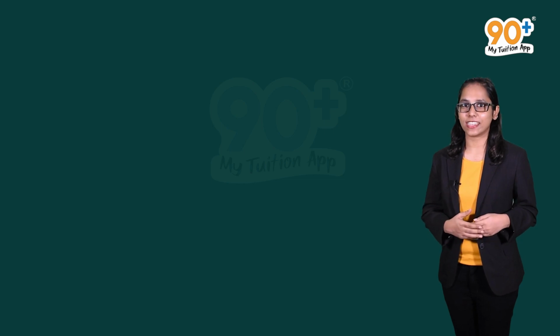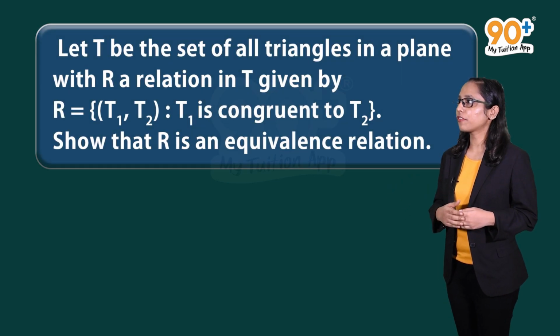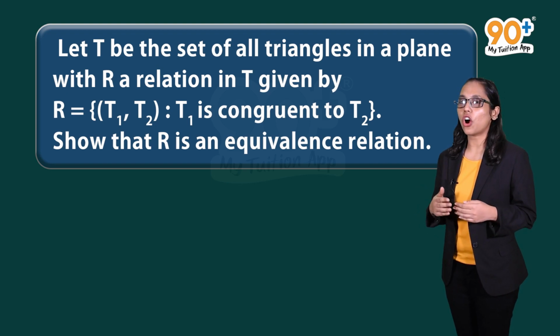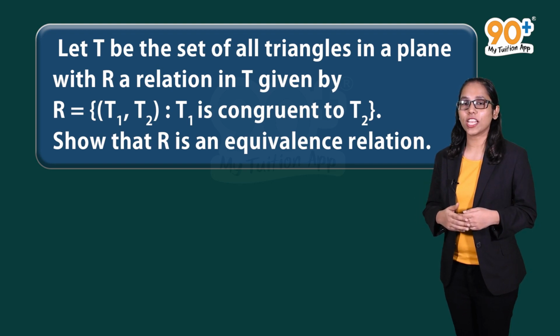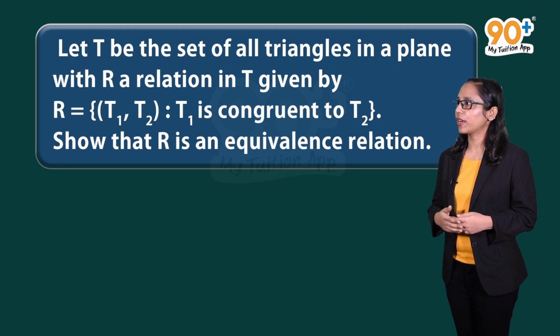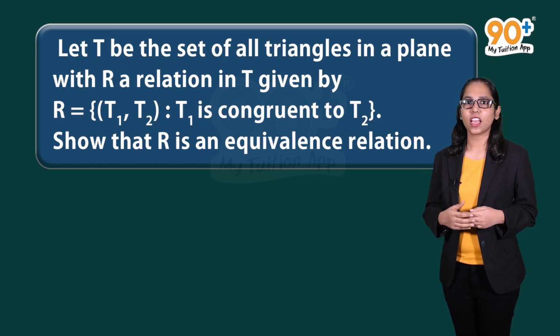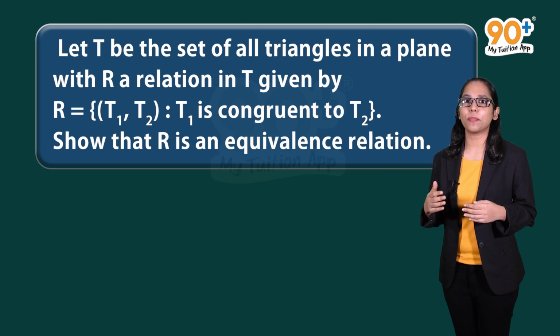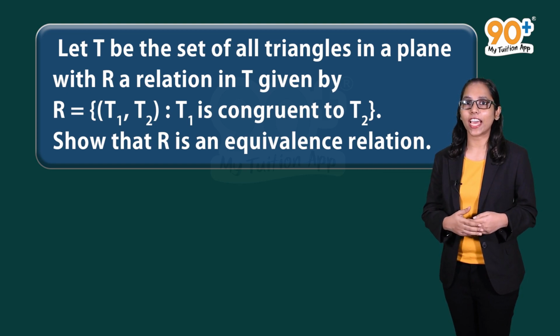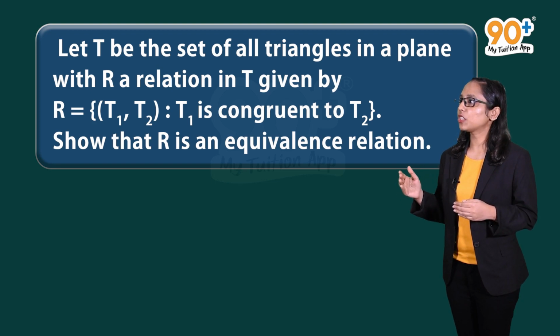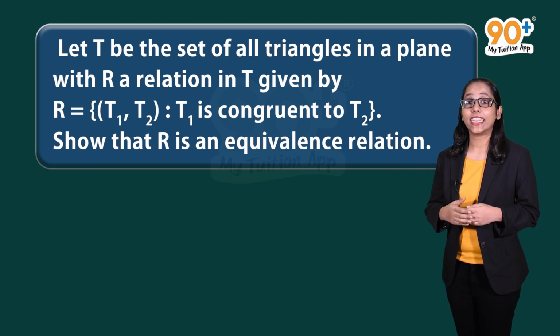So our first question is: let T be the set of triangles in a plane with R a relation in T given by R equal to the set of ordered pairs (T1, T2) such that T1 is congruent to T2. Show that R is an equivalence relation. So what is T? T is the set of all triangles in a plane, and relation R is defined as: if any two triangles are congruent, then it will be an element of R.